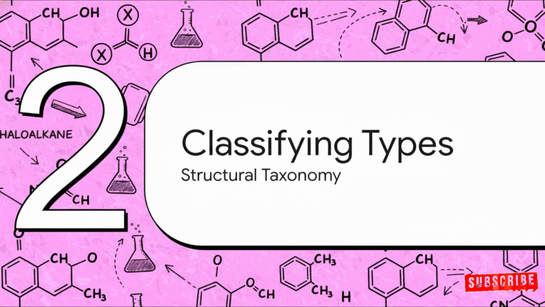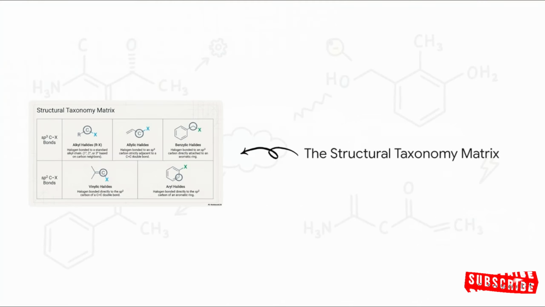Section 2. Classifying structural types. Think of this structural taxonomy matrix as your ultimate visual anchor. Identifying the exact type of carbon neighbors is a totally essential step for predicting which reaction pathway a molecule will take on an exam. Up on the top row, we have our sp3 carbon-halogen bonds. You've got your standard alkyl halides, which can be primary, secondary, or tertiary, depending on their carbon neighbors. Then you have allylic halides, where the halogen is on an sp3 carbon strictly adjacent to a double bond, and benzylic halides, where that sp3 carbon is attached directly to an aromatic ring.